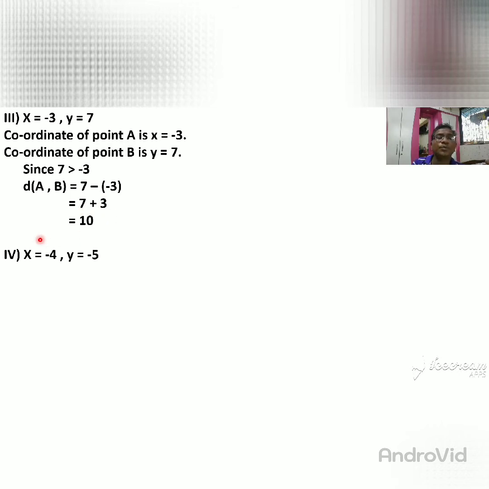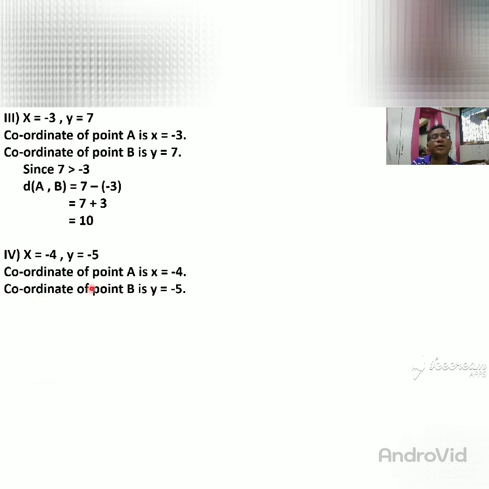Then this is problem number 4. X is equal to minus 4 and y is equal to minus 1. So first we write, coordinates of point A is x, and x is equal to minus 4. In the same way, we can write coordinates of point B is y, so y is equal to minus 1.